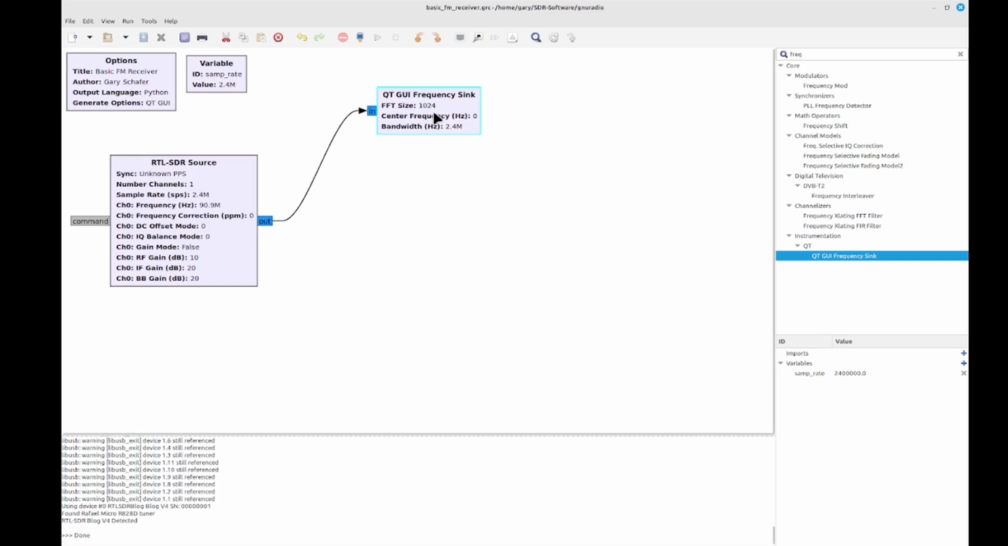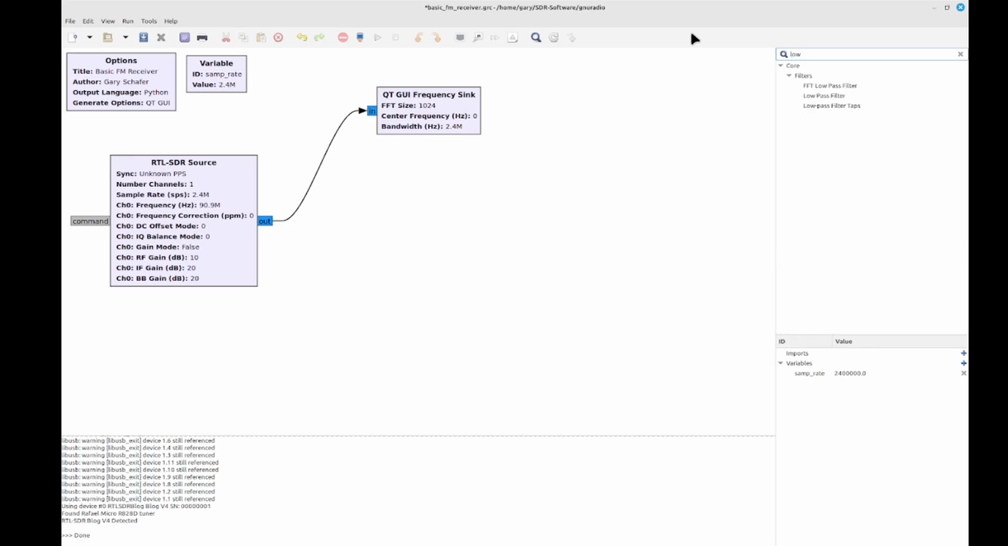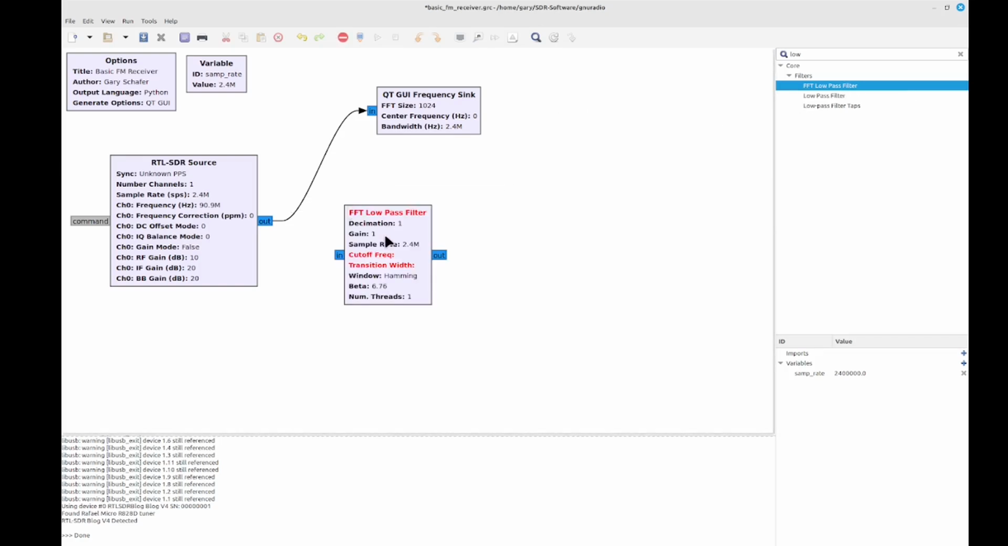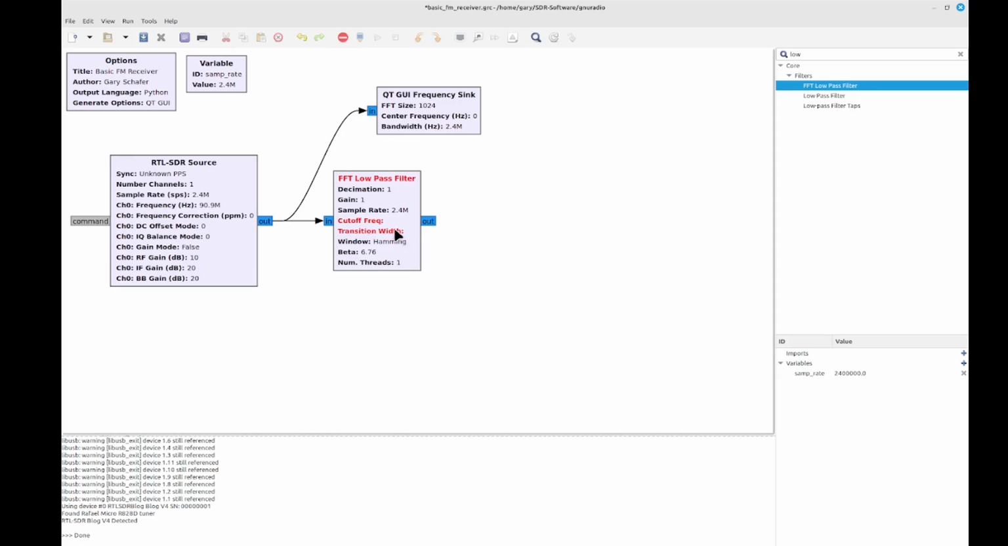And so now I'm going to add in my filter. For my filter, I'm going to just type in low, and I'm going to use the FFT low pass filter. I'm going to click and drag that in here, and I'm going to add that to the RTL-SDR source.